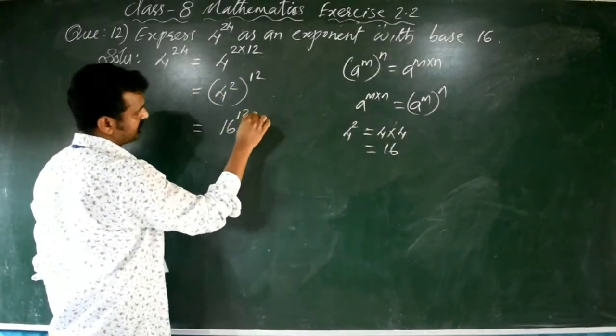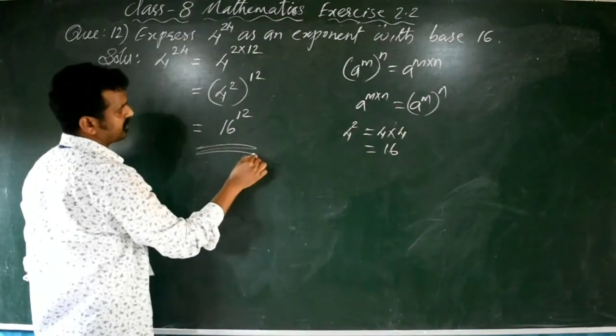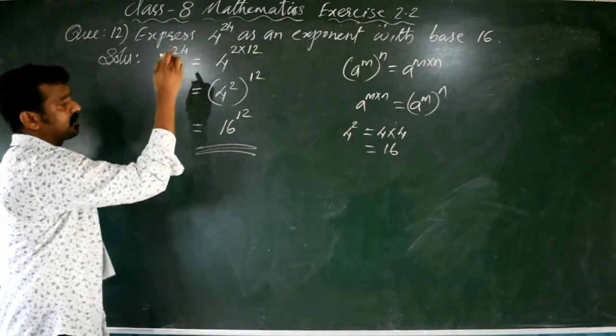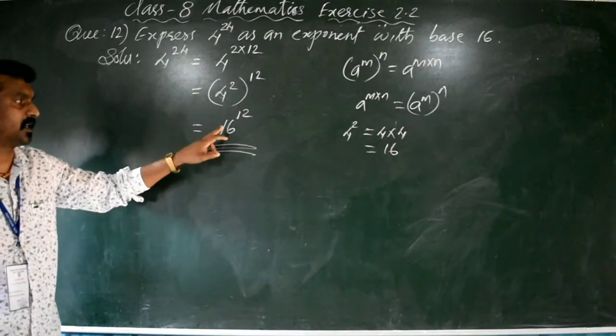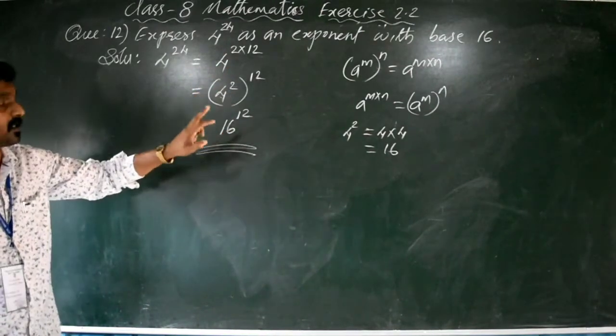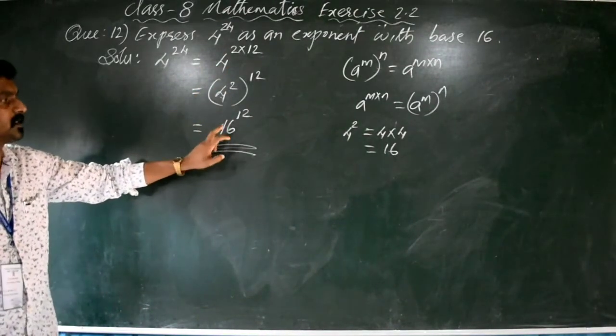16 raised to, what is the power? 12. So now 4 raised to 24 we have expressed as an exponent with base 16. So the answer is 16 raised to 12.